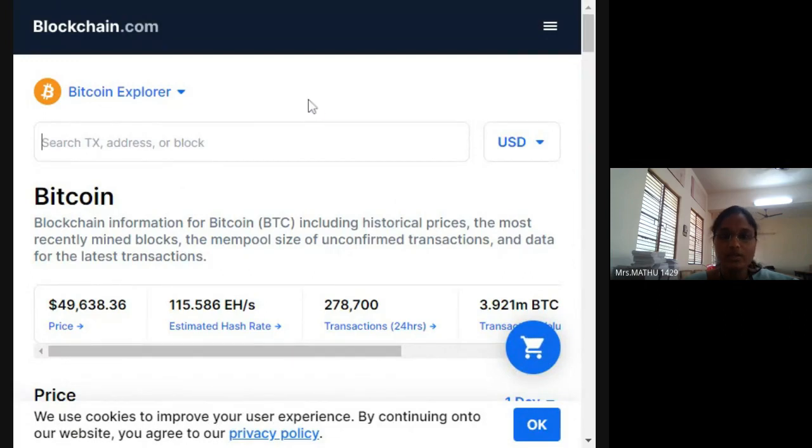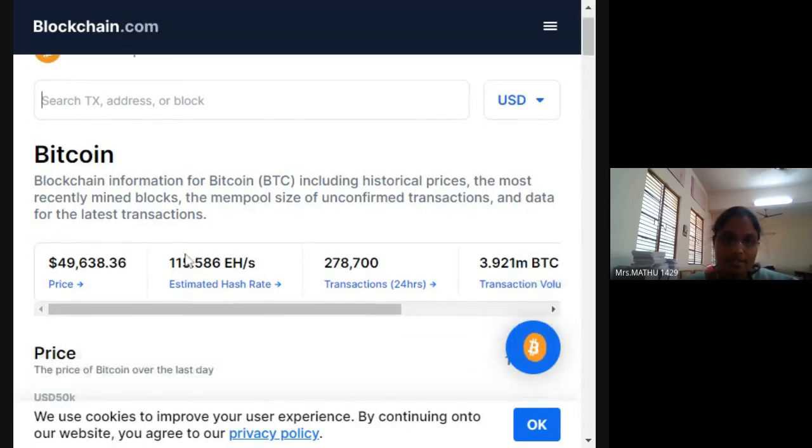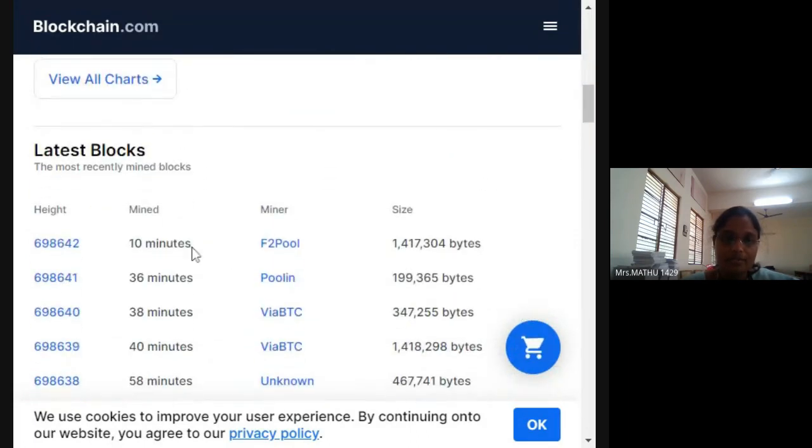There is one tab I have shown you. This is a Bitcoin Explorer. You can search the transaction address or block. If you know any Bitcoin address, then you can search and see. Here the latest blocks are given, the most recently mined blocks. All the transactions that are happening, everything is publicly available.